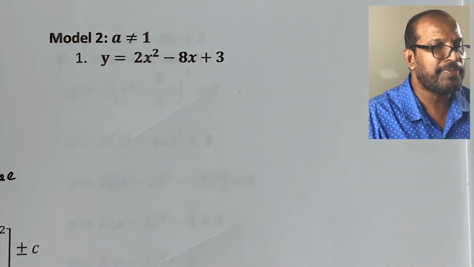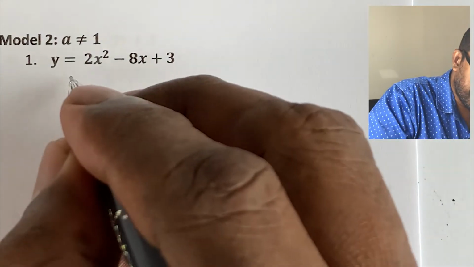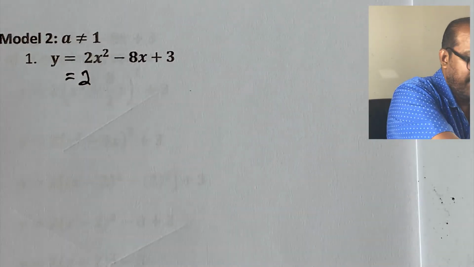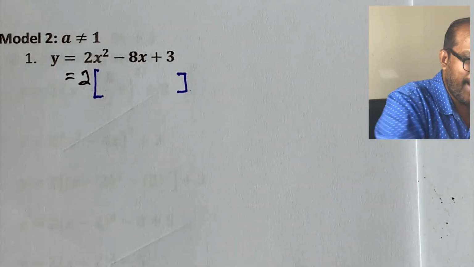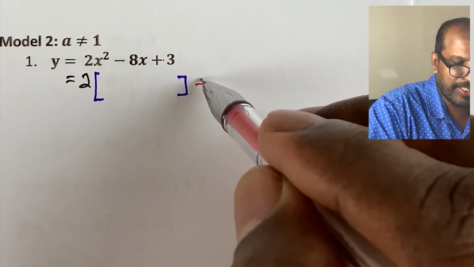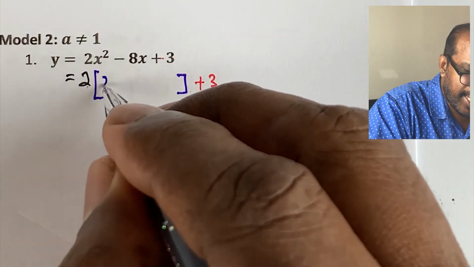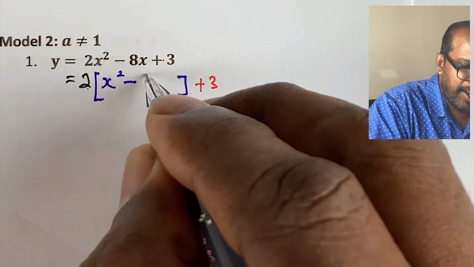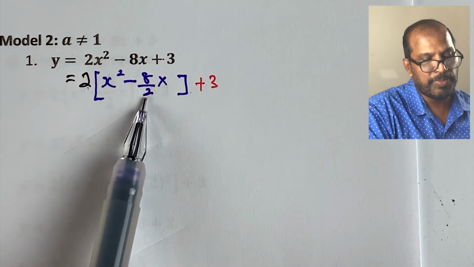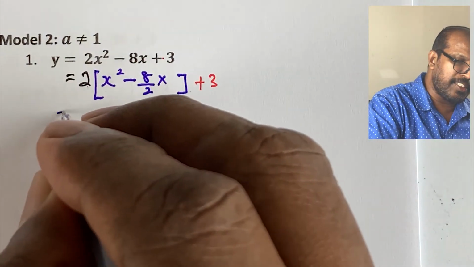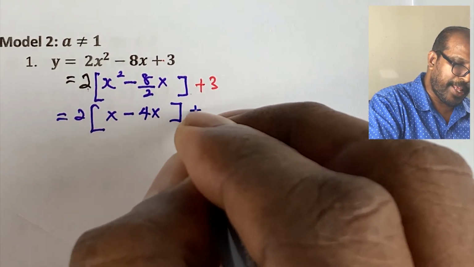So I'm going to do that to my question first, before I can continue the formula. This is my question. First, I'm going to factorize out the 2. So this equals 2, I open the bracket, then close the bracket, then I have a plus 3 here. The plus 3 I remain as plus 3. Because I take out the 2, what remains here is x squared minus 8 over 2 x, because when you take out the 2, the value is divided by 2. Now we simplify this, which gives us 2 open bracket x squared minus 4x close bracket plus 3.